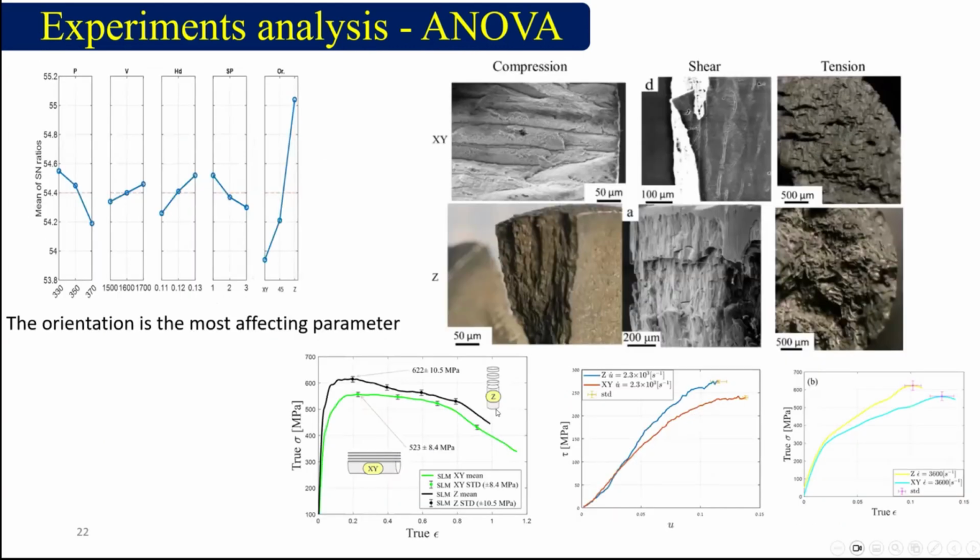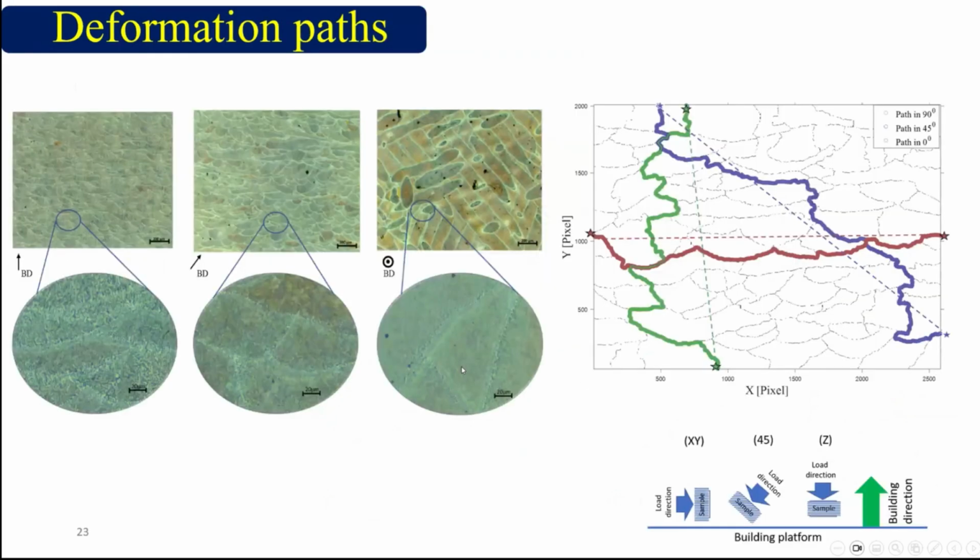This result was not so surprising for us, because we saw throughout our study, under compression, under shear, and under tension, the same trend of difference between those orientations. We saw that in general, the Z sample reaches a higher stress level, and the XY sample reaches longer elongation. So we got the how, but now we wanted to find the why.